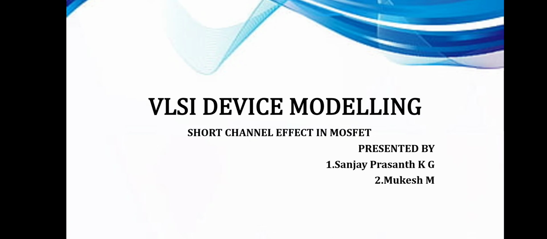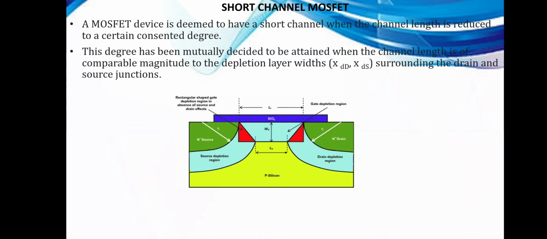In this video, we are going to discuss the short channel effects in the MOSFET in VLSI device modulation. First of all, we have to know what is meant by MOSFET. MOSFET is nothing but a metal oxide semiconductor field effect transistor. A short channel MOSFET is a device deemed to have a short channel, where the channel length is reduced to a certain degree.